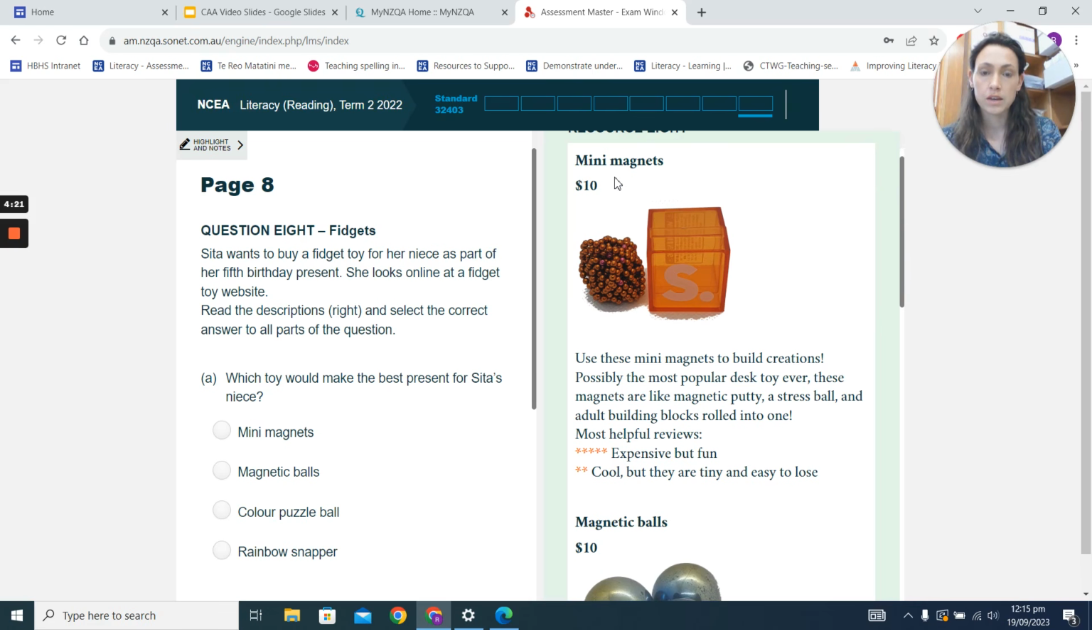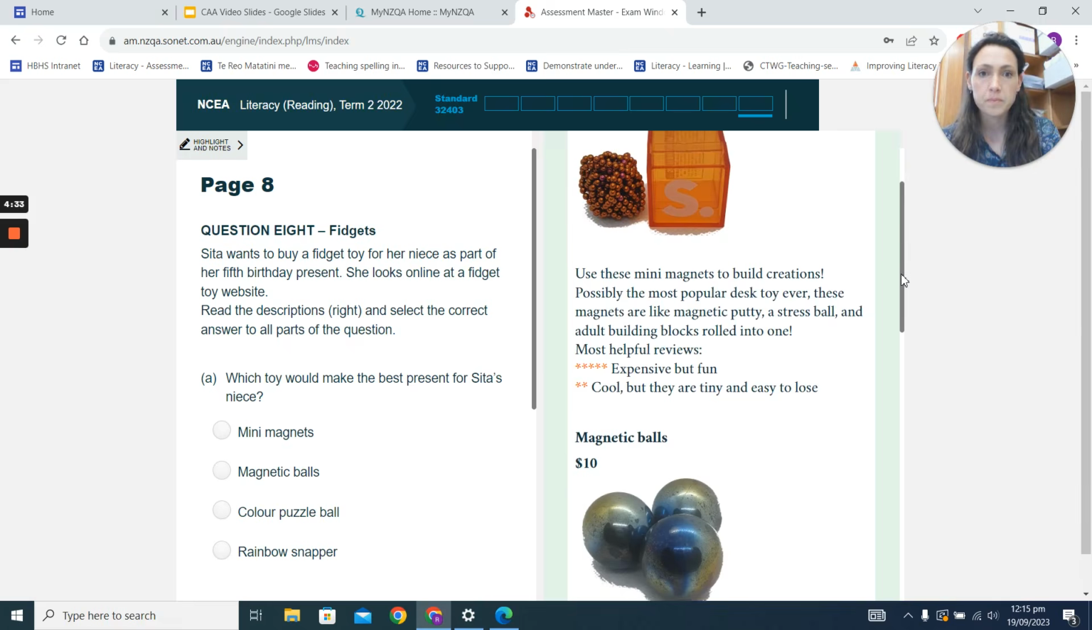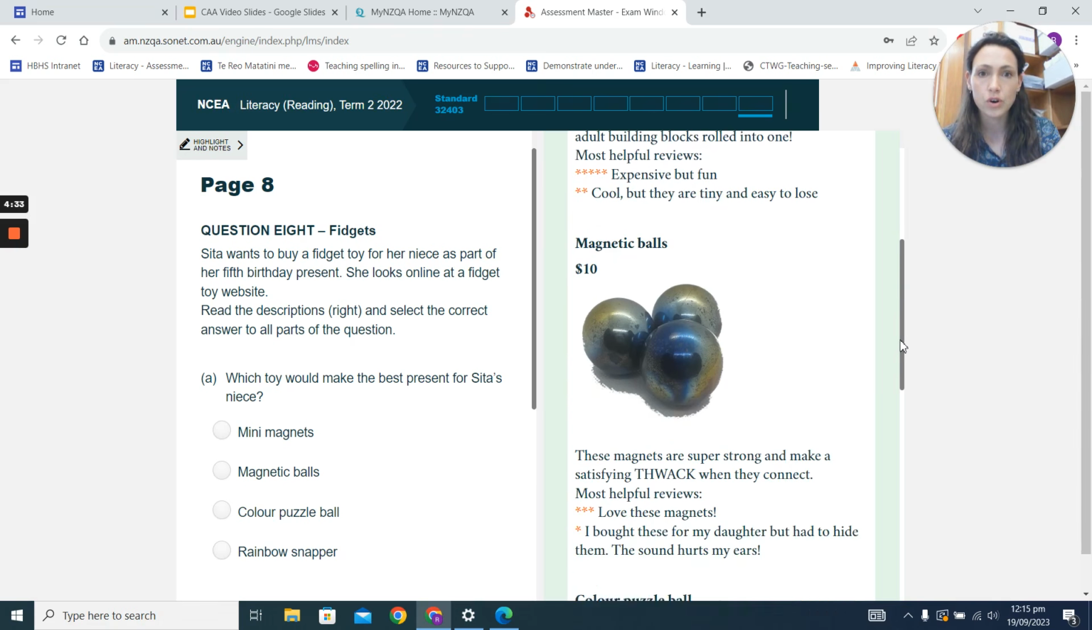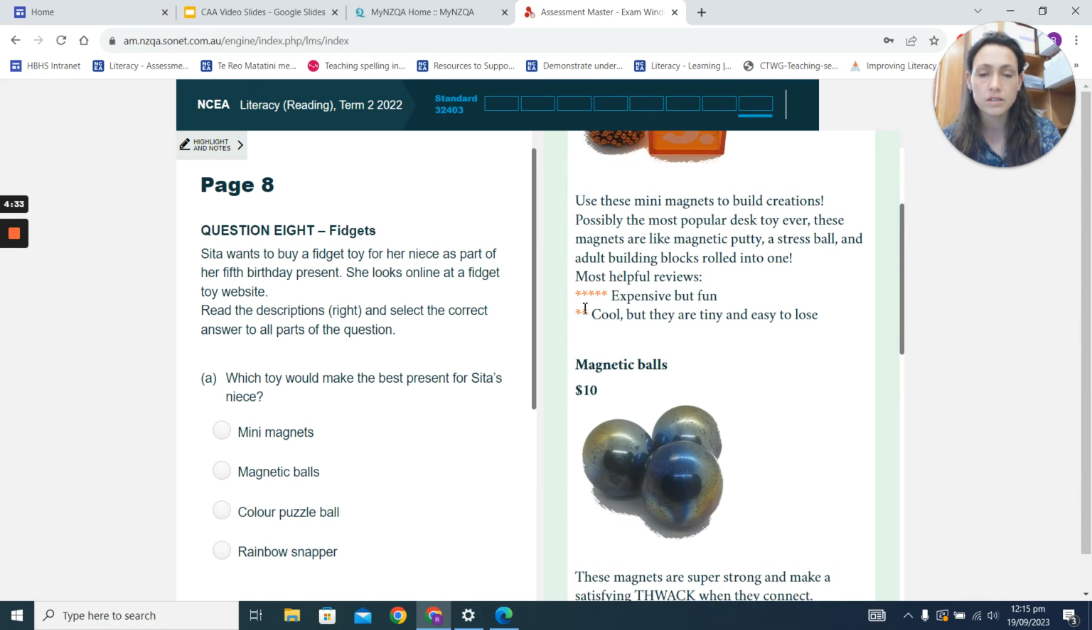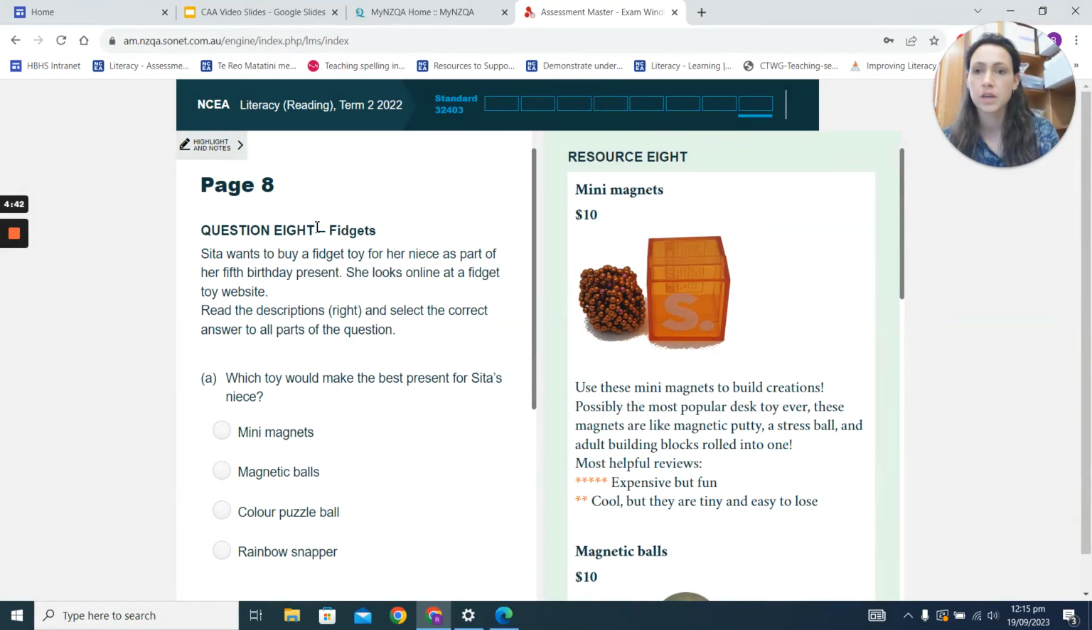I'm seeing it's looking like a website. I've got the name of a product. It's like some online shopping, the price, an image of the product, which is like a toy. I've got some reviews here, some star ratings, and some information about the product. It looks like I've got 4 products.